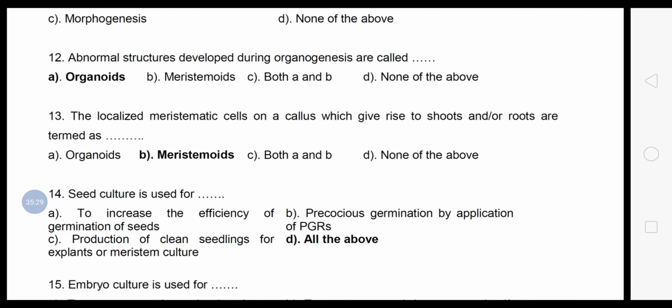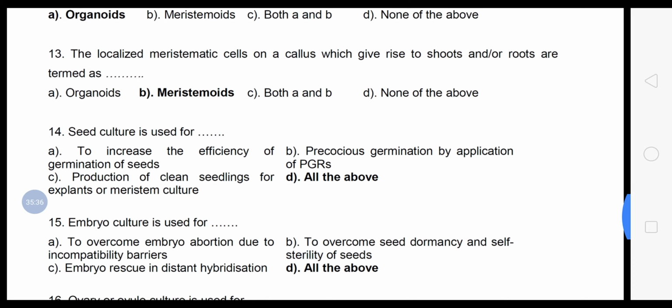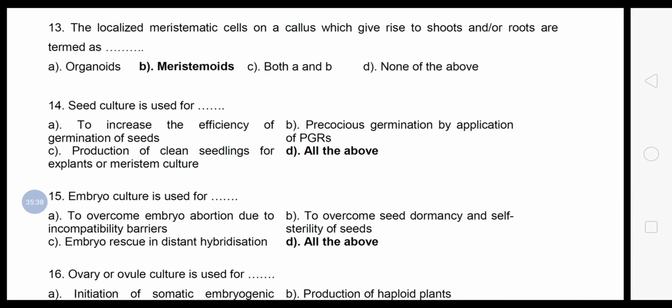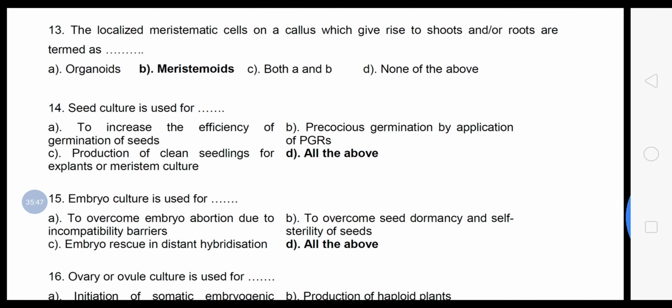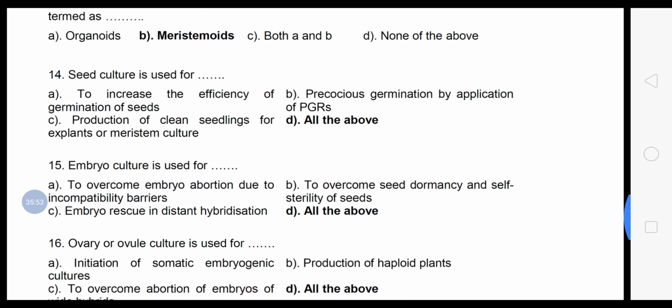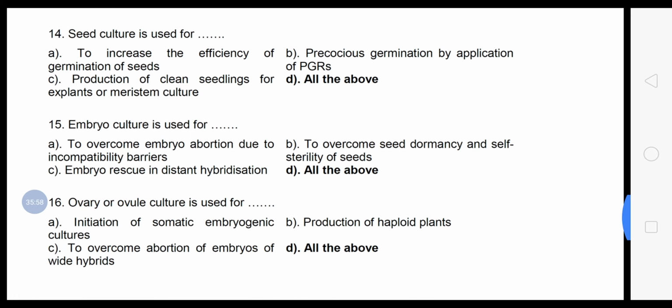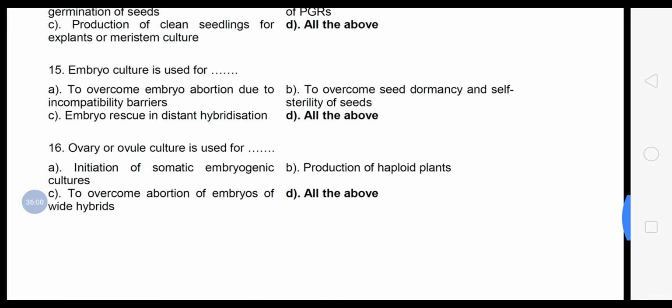Localized meristematic cells on a callus which give rise to shoot or roots are termed as meristemoids. Seed culture is used to increase the efficiency of germination of seeds, precocious germination by application of plant growth regulators, or production of clean seedlings for explants or meristematic culture.